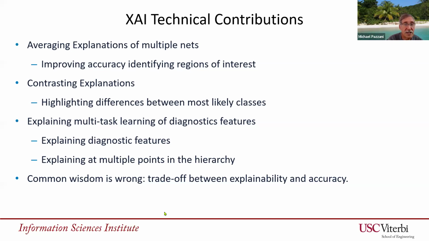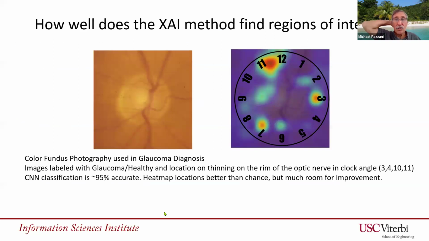And I'm going to end by saying the common wisdom is wrong. Everyone talks about the trade-off between explainability and accuracy, where I would argue if you do it well, you can have your cake and eat it too. You can be more explainable and more accurate. And we'll see if that turns out to be the case. So the first question we'll ask is, how well does explainable AI find regions of interest?